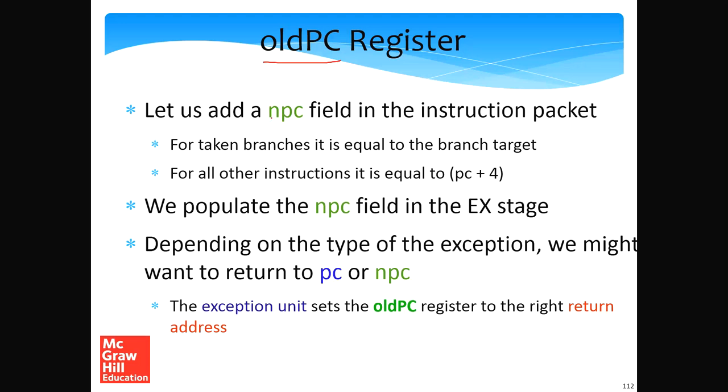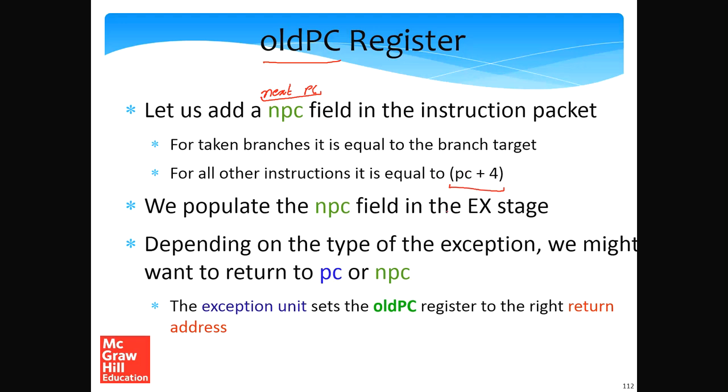So let us add an NPC. NPC is the next PC field in the instruction packet. Recall that the instruction packet is basically a set of bits that travels along with the instruction in the pipeline. For taken branches, it will be equal to the branch target. For all other instructions, it will be equal to PC plus 4. So we will have this in the field, and this will give us some benefits, but I'll talk about it slightly later.